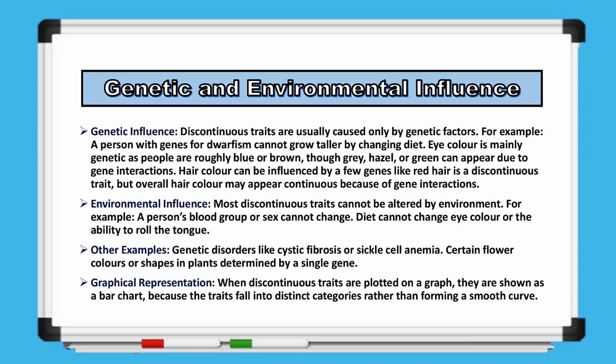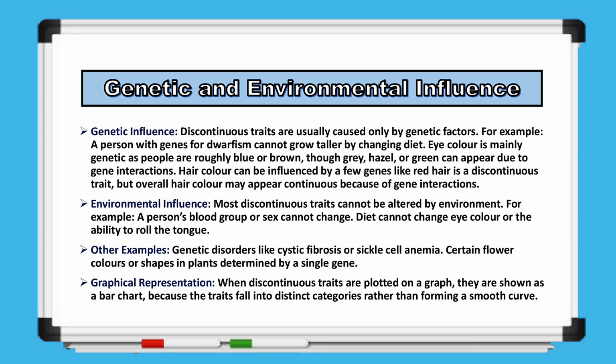For example, a person with genes for dwarfism cannot become taller just by improving the diet. Eye color is also mostly controlled by genes, where people generally fall into categories like blue or brown, although colors such as green, gray, or hazel may appear due to interactions between genes. Hair color can also involve a few genes. For instance, red hair is often a clear discontinuous trait, but overall hair color can sometimes appear more varied because of gene interactions. From an environmental point of view, most discontinuous traits are not affected by environmental factors.